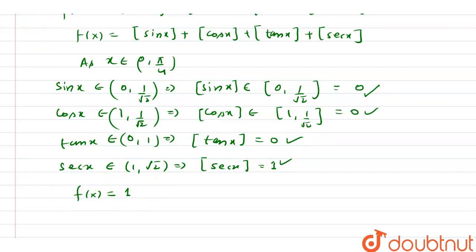Now what is my function? If I assume f of x as y, then I can say the value of y is 1 and the range of the function is 1. So this is my final answer. My range is 1. For every value of x I will always get 1. So this is my answer.